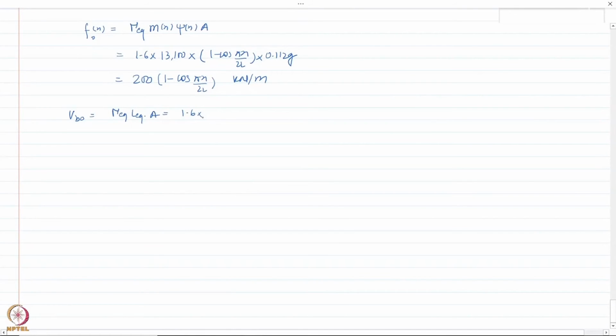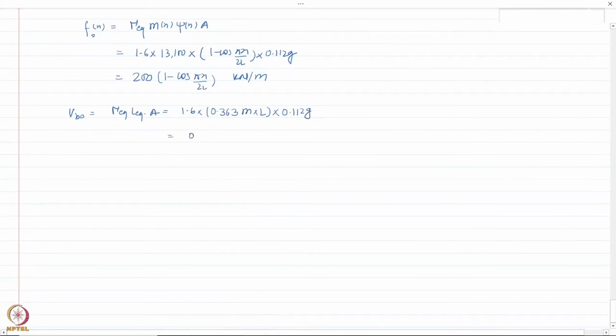L equivalent I can find out from the previous classes: 0.363 times the mass per unit length times L, and the acceleration is 0.112 times g, which comes out to be approximately 0.065 mLg, which when I substitute gives me 14,500 kilonewtons.